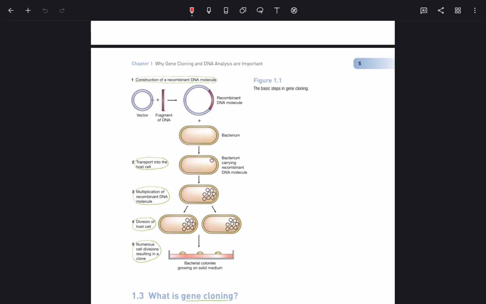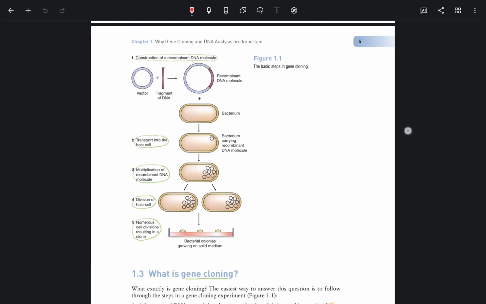Construction of a recombinant DNA molecule. Vector and fragment of DNA are combined to form a recombinant DNA molecule. These are the basic steps in gene cloning: construction of recombinant DNA, transport into the host cell, multiplication of the recombinant DNA molecule, division of the host cell, and numerous cell divisions resulting in a clone.